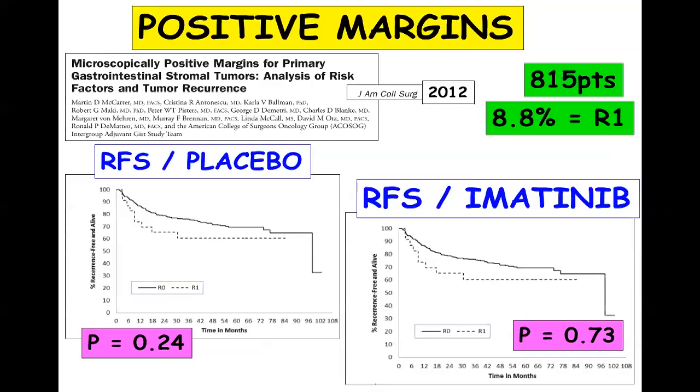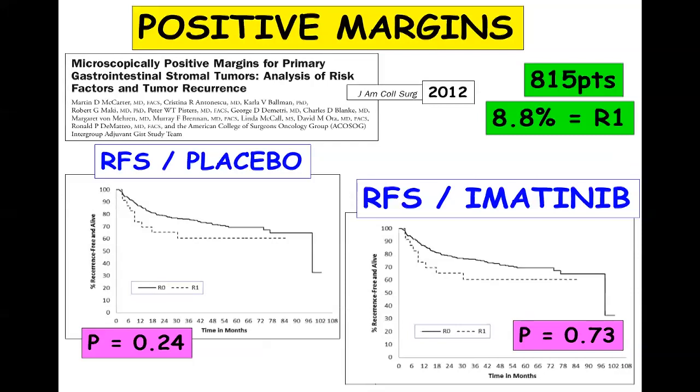You can see that the recurrence-free survival in the placebo group, there is no difference between R0 and R1, p-value 0.24, and the recurrence-free survival in the imatinib group, we have the same result with a p-value of 0.73, so not statistically different.